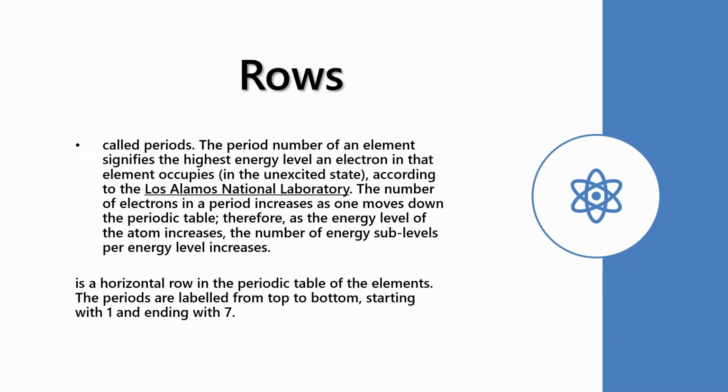The rows are also known as periods. The period number of an element signifies the highest energy level an electron in that element occupies. According to the Los Alamos National Laboratory, the energy level of electrons in a period increases as one moves down the periodic table. Therefore, as the energy level of the atom increases, the number of energy sublevels per energy level increases. This is a horizontal row in the periodic table of the elements. The periods are labeled from top to bottom, starting with 1 and ending with 7.